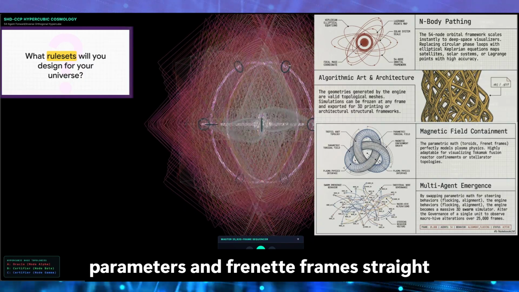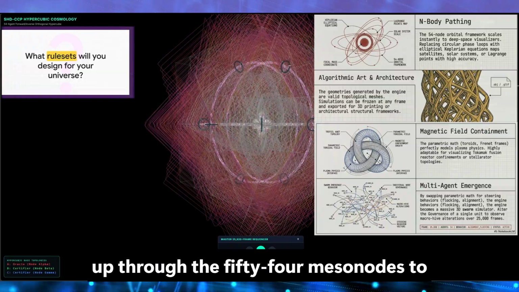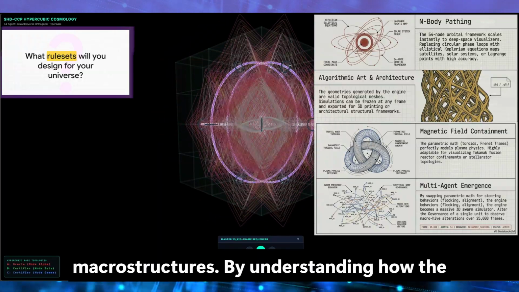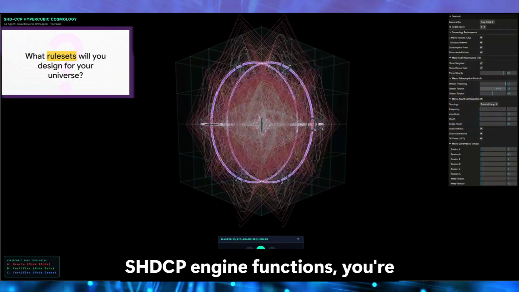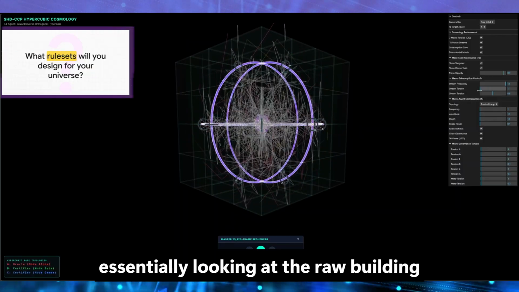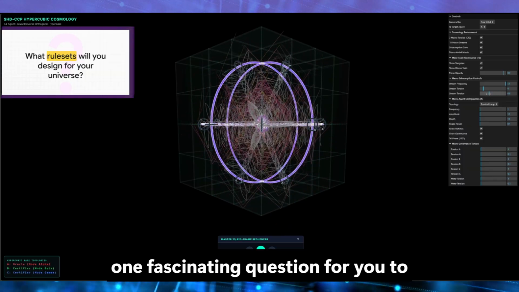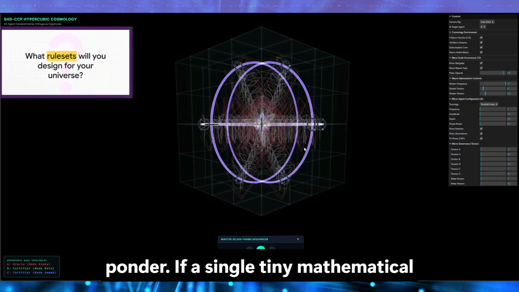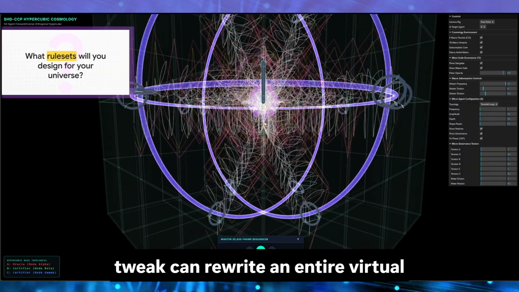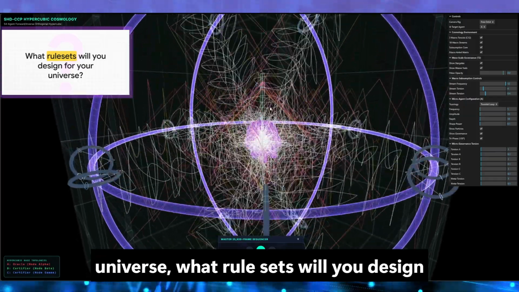We've seen today how an incredible cascading power flows from basic micromath, like simple U-parameters and Frenet frames, straight up through the 54 mesonodes to generate absolutely massive macrostructures. By understanding how the SHD-CCP engine functions, you're essentially looking at the raw building blocks of emergence, which leaves us with this one fascinating question for you to ponder. If a single, tiny mathematical tweak can rewrite an entire virtual universe, what rule sets will you design for yours?